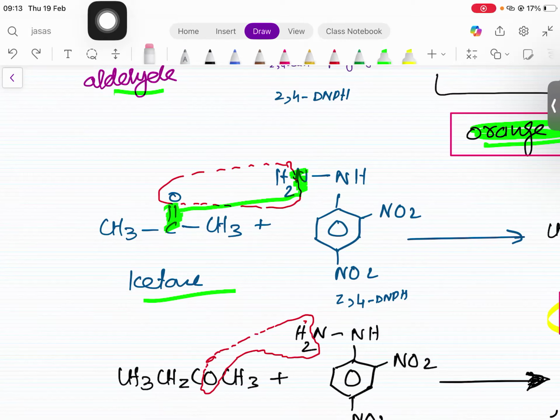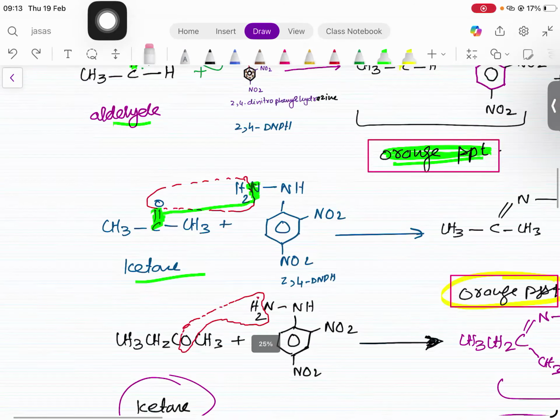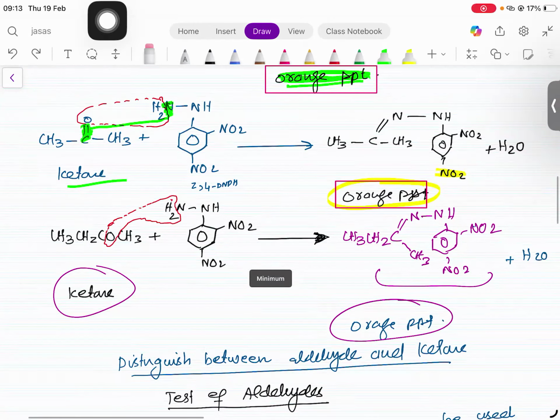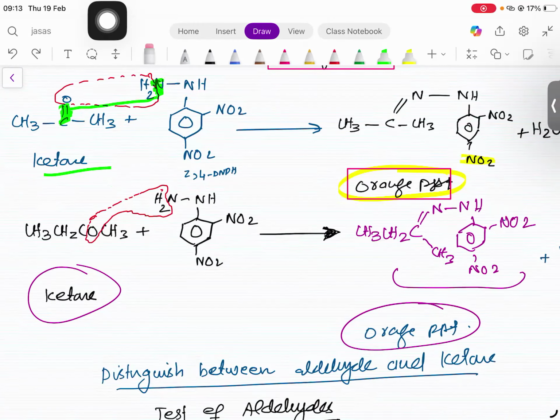In the product, what change will come? These 2 hydrogens gone, oxygen gone. Carbon is going to make a double bond with N. That's it. And that is the thing which has orange precipitates. Look. This is it, right? Plus H2O. Look here, this is the thing, right? Is it so? Okay. So this is how the orange precipitates are formed by adding 2,4-DNPH in both aldehyde and ketone.